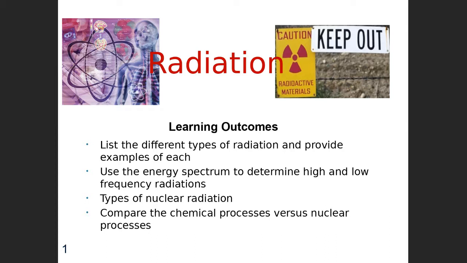Today, we are going to talk about a new topic about radiation, and the learning goals for today. We are going to list the different types of radiation and provide examples of each. We are going to use the energy spectrum to determine high and low frequency radiations. We are going to discuss types of nuclear radiation, and we want to compare the chemical processes against the nuclear processes.